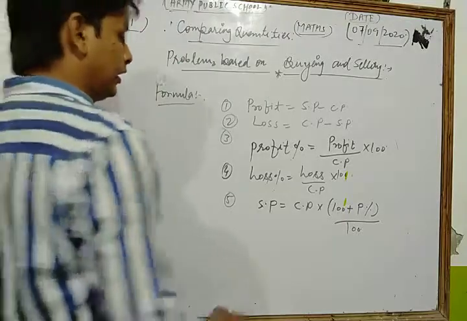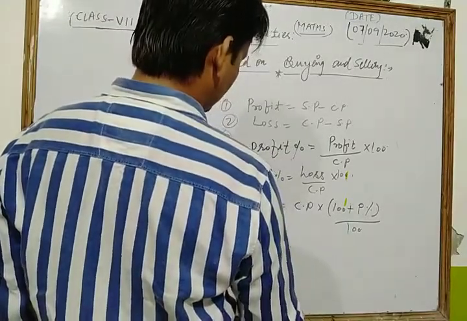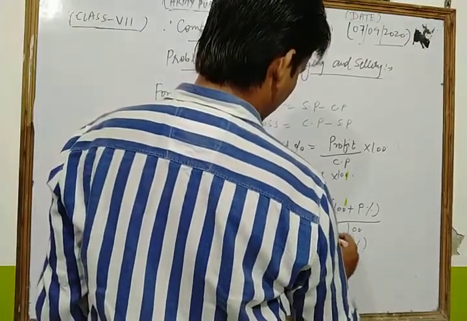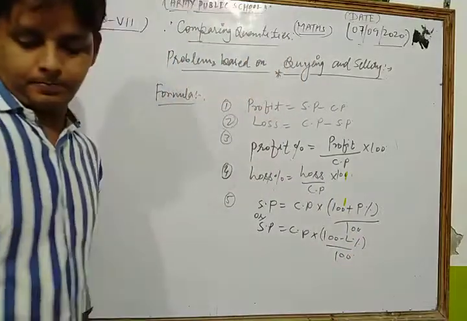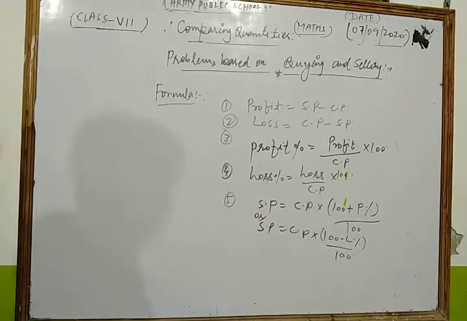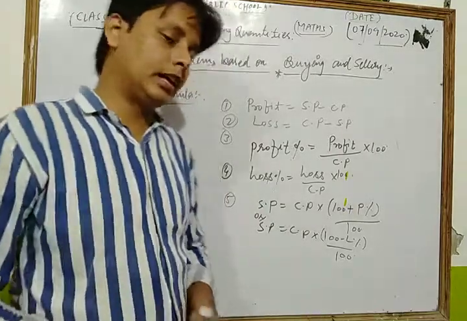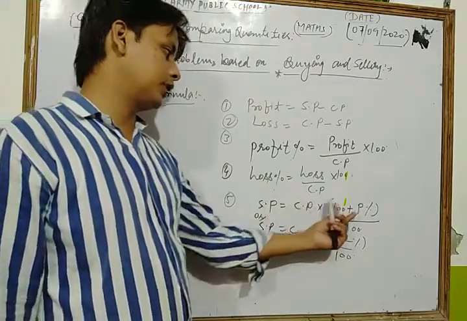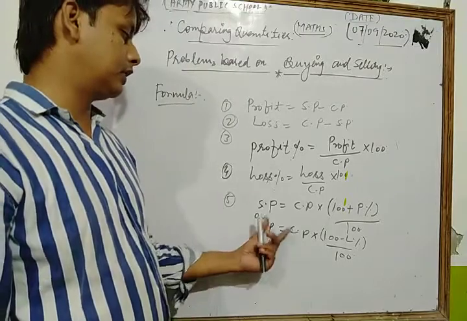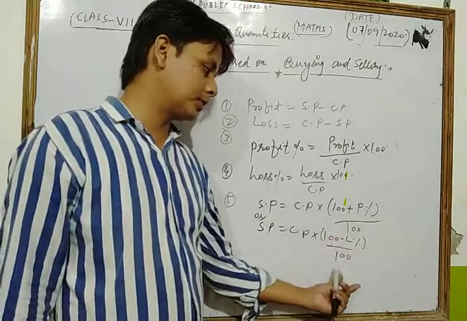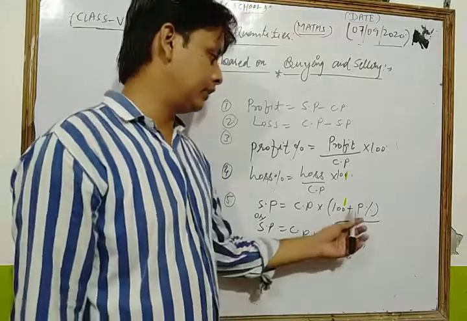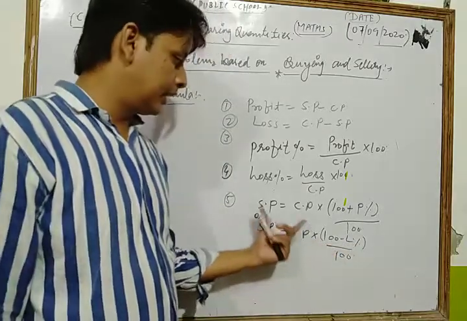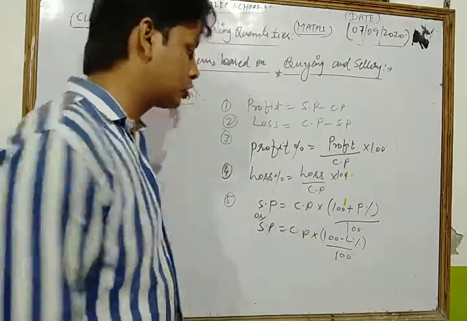When loss percent is given, then in that condition the formula for selling price is cost price into 100 minus loss percent upon 100. This is one of the most important formulas of your syllabus chapter. So selling price is equal to cost price into 100 plus profit percent by 100, and selling price is equal to cost price into 100 minus loss percent by 100. If profit percent is given, then we take the positive sign, and when loss percent is given, then we take the minus sign.